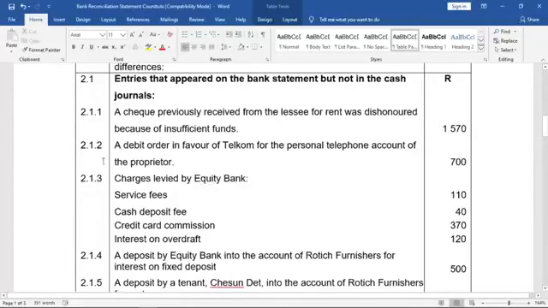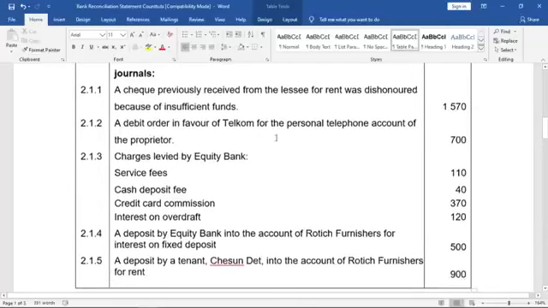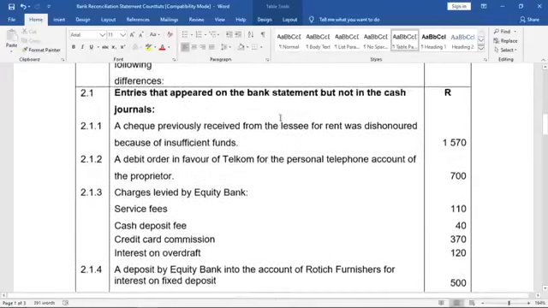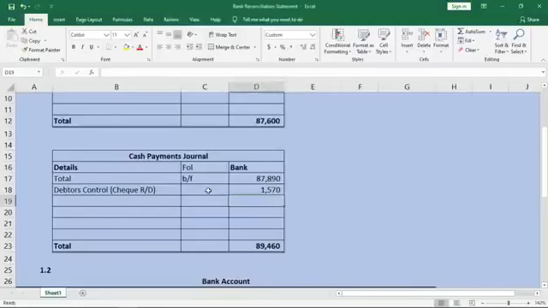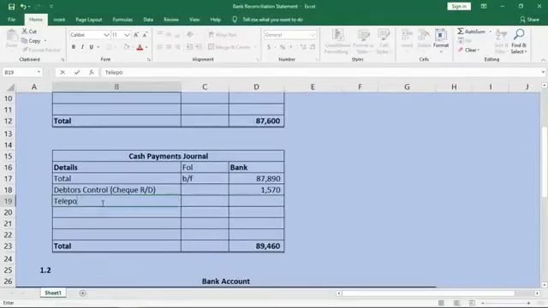And then next one, a debit order in favor of Telkom for the personal telephone account of the proprietor. So here we have incurred an expense of telephone, and a debit order just went straight from our bank account. So it went straight from our bank, and we have not recorded it in our books, as we were told here it didn't appear in the cash journal. So we have to go to our cash payments journal and record it over there. So we're going to go to our cash payments journal and put in the telephone.